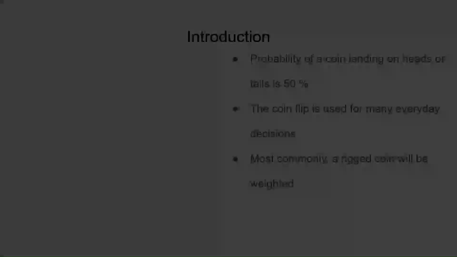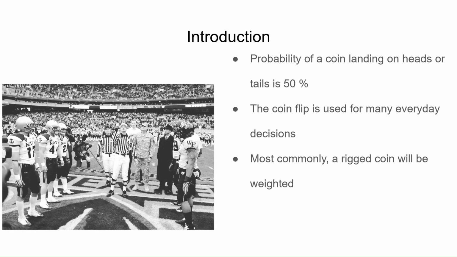So the probability of a coin landing on either heads or tails is normally 50%. This is why it's used in many everyday decisions. Here's a pretty good example of one being used in sports. Now, for some reason, if you wanted to rig that coin or bias it, you would change the center of mass, and it would land on whichever side would be heaviest.